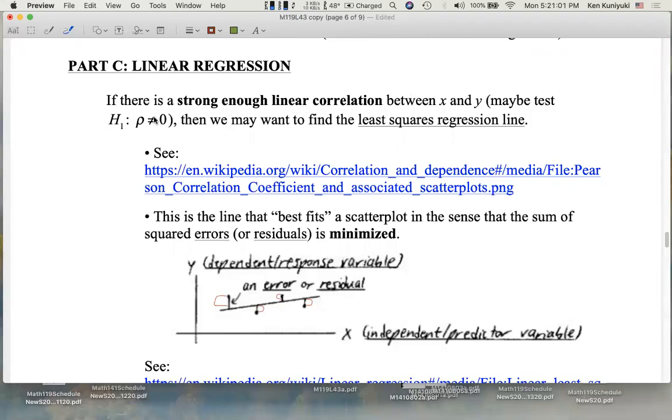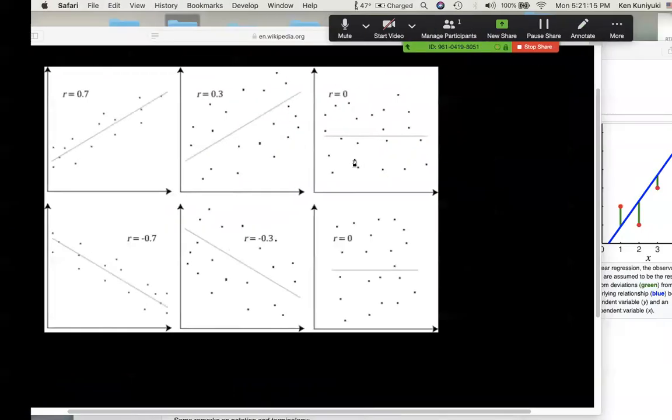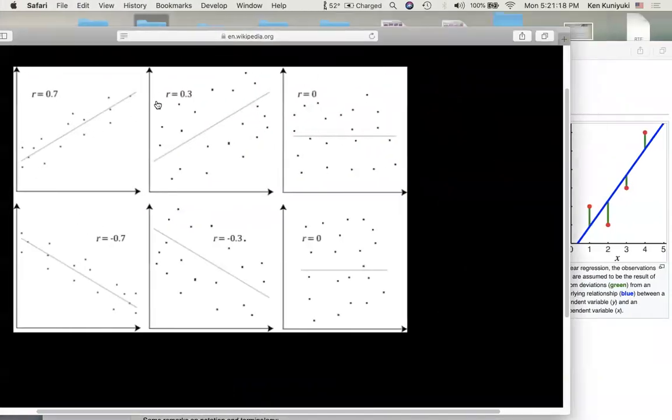Hi, everyone. If there is a strong enough linear correlation between x and y, you might want to test to see if the alternative is holding up well, rho is not zero, then we may want to find the least squares regression line. So basically, what is the best fit line for the scatter plot bivariate data? And what's the criterion? So here's the idea.